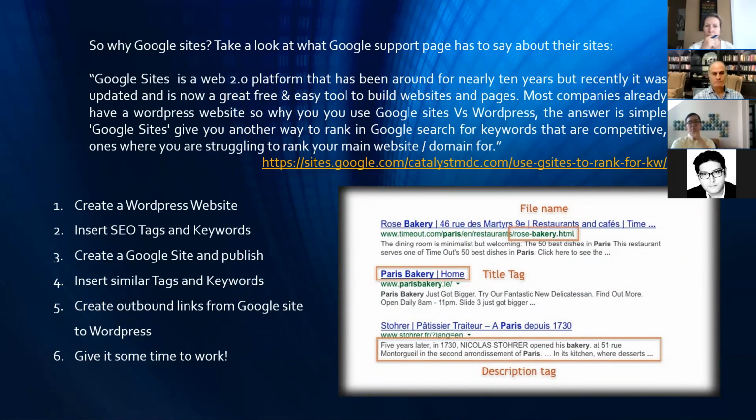This is an example. What you see in the lower right side of the page is what you see when you search for something. In this case, there is a bakery, Rose Bakery or Paris Bakery or whatsoever. Your search will create a result that has three main sections. First, there is a file name, there's a title tag, and description tag.